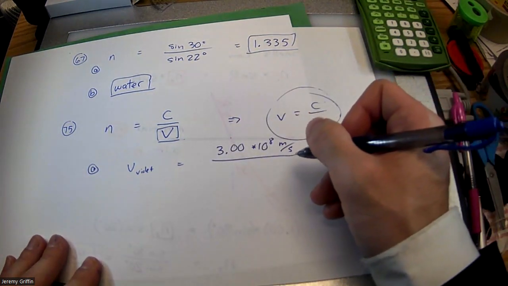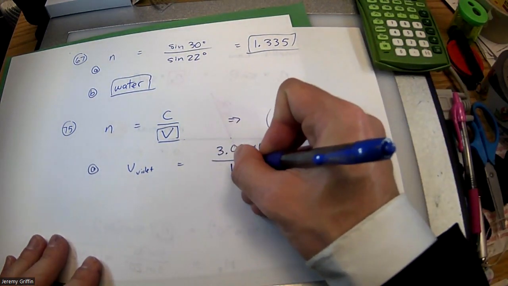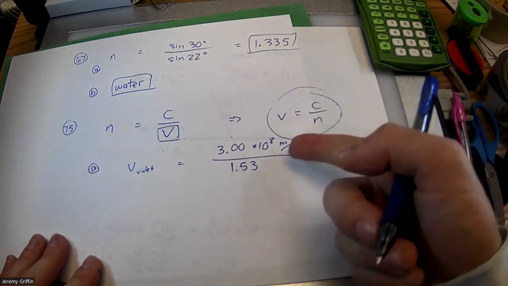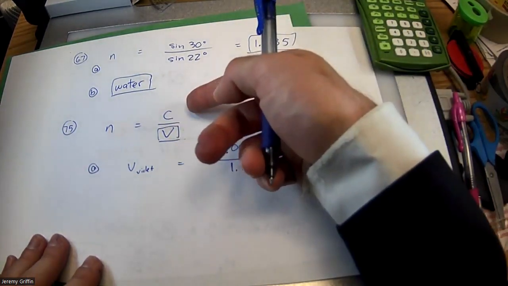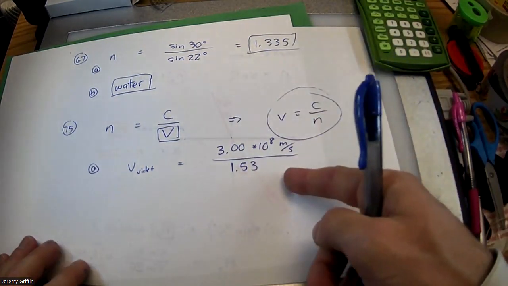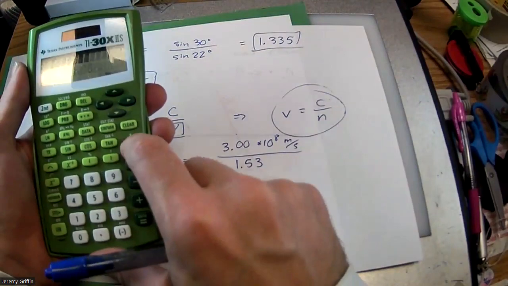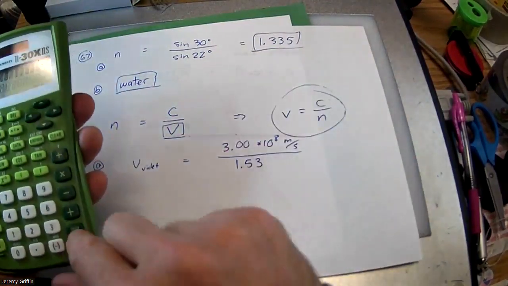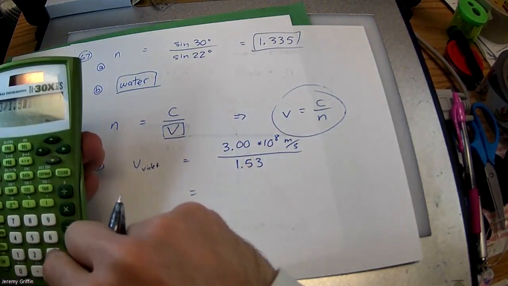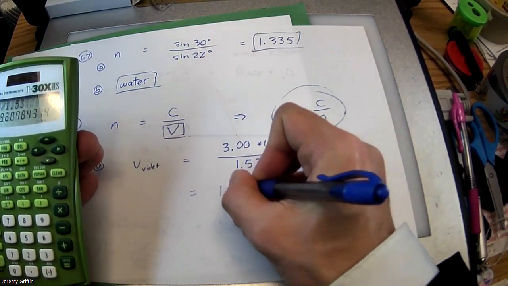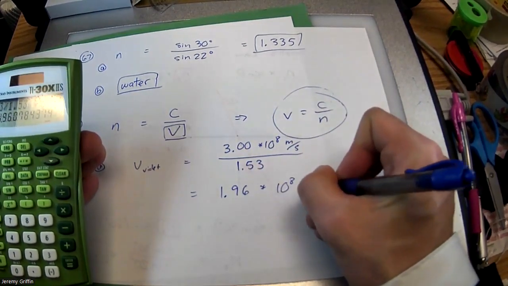And the index of refraction for this crown glass for violet light is 1.53. Now, 1.53 has no units attached to it, because meters per second compared to meters per second cancels out. It's just a number. What is 3 over 1.53? 1.96, and then still times 10 to the 8 meters per second.